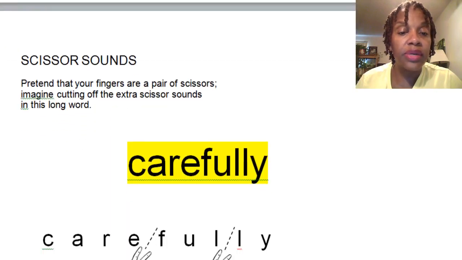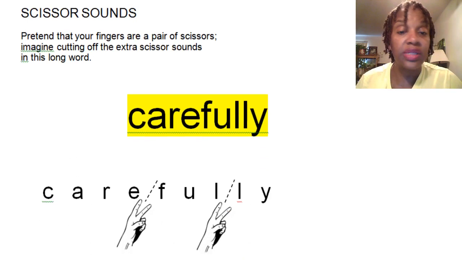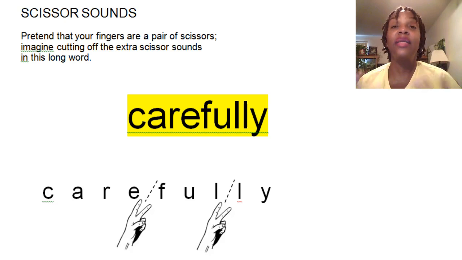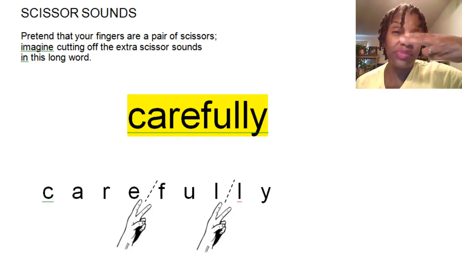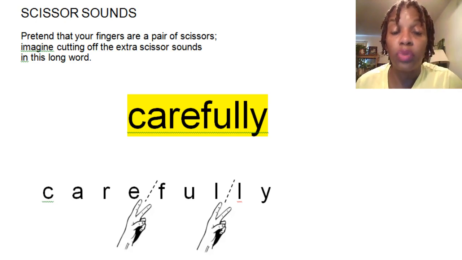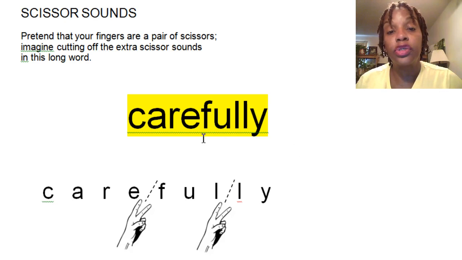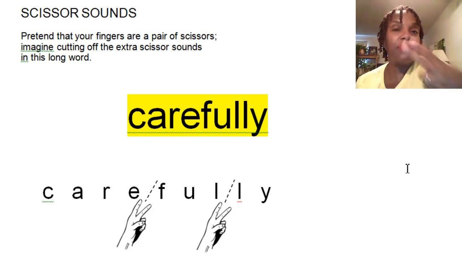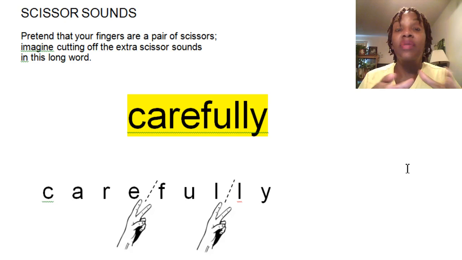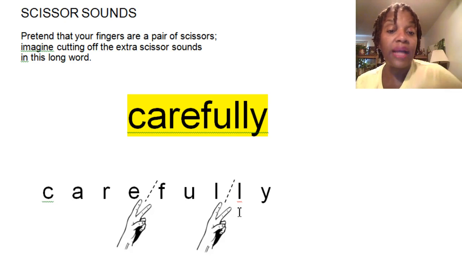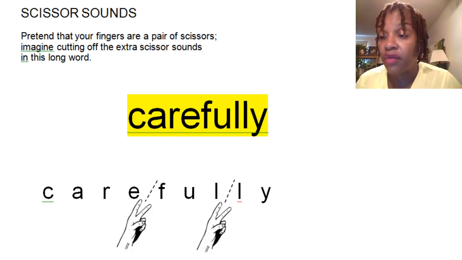Let me just load up the screen here, and this is what a scissor sound looks like. All right, so what we're going to do today, we're going to pretend, we're going to make believe that our fingers are a pair of scissors, and we're going to be snipping, snip, snip, snip today, okay? So look at this really big word that's highlighted in yellow on your screen here. It looks like a big word, right? But there are 2 scissor sound codes in this word. And we're going to snip them off one at a time, and then we're going to sound out the small word that's left over, okay? So we're going to snip off the ly, and we're going to cut off the ful, all right?